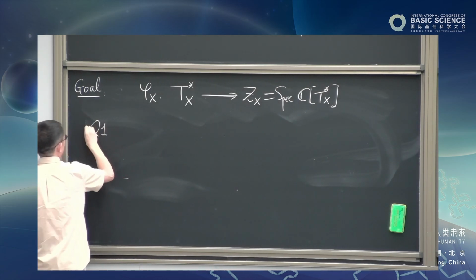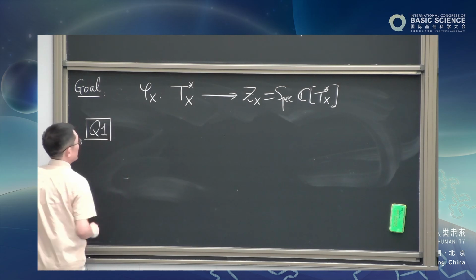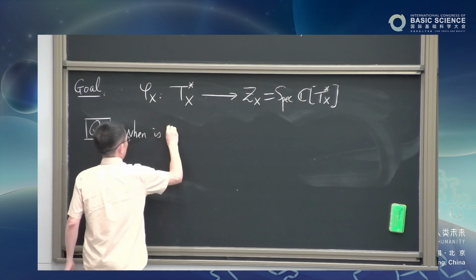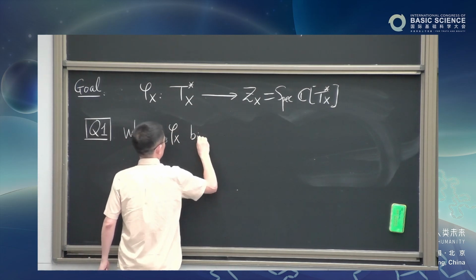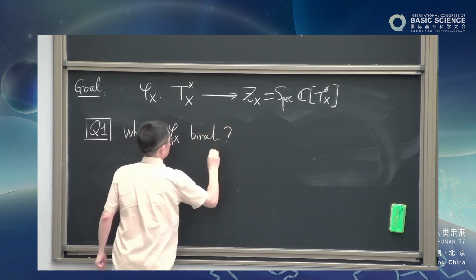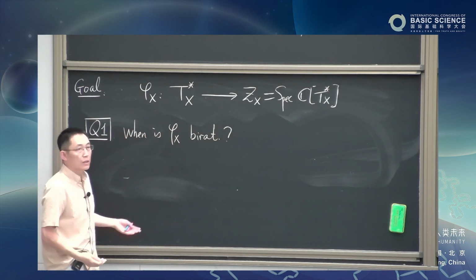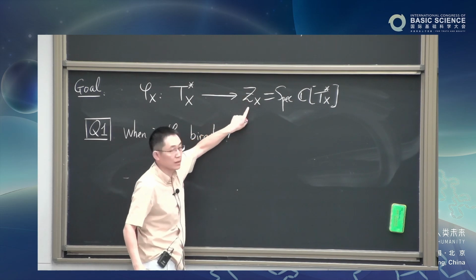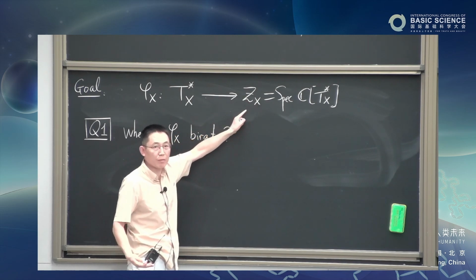I'm interested in the following three questions. The first one: is phi_X birational? If this is birational, then the symplectic form on this one carries on to a symplectic form on this one. So this is what I'm interested in.